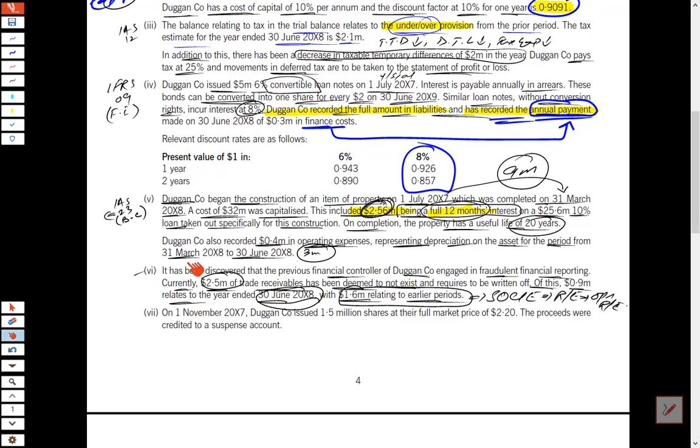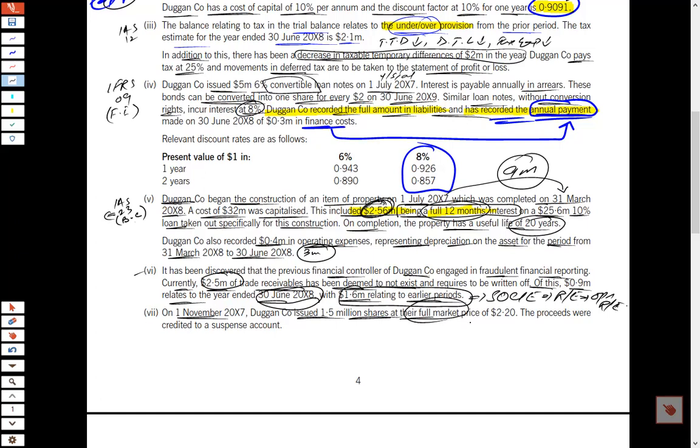Number 7 and the last note. On 1st November 2007, by the way, during the year, because if the year end date is 30th June 2008, it means your start date is 1st July 2007, and after July, August, September, October, effectively after 4 months, on 1st November 2007, D company issued 1 million shares at full market value.